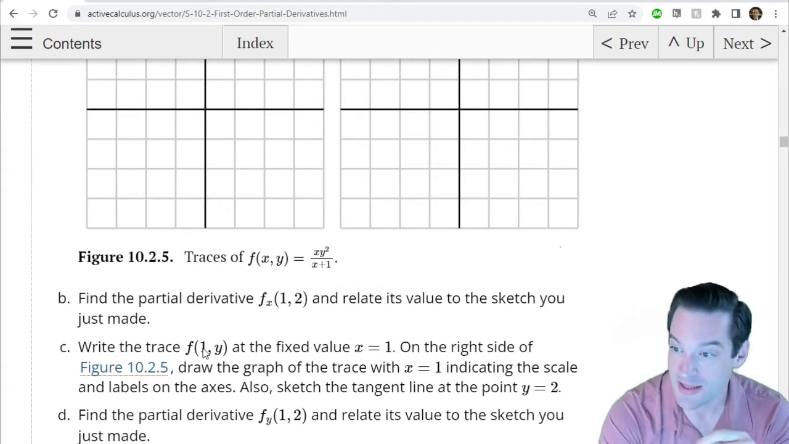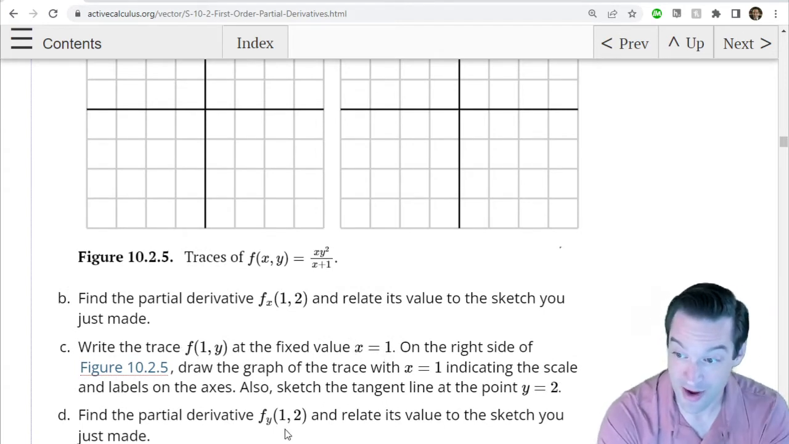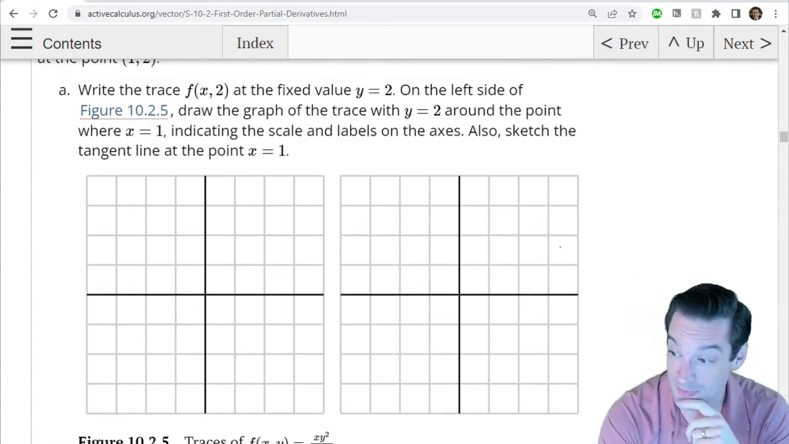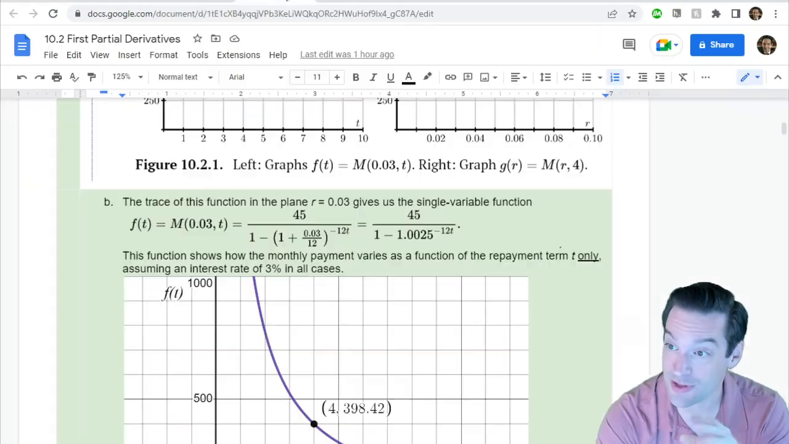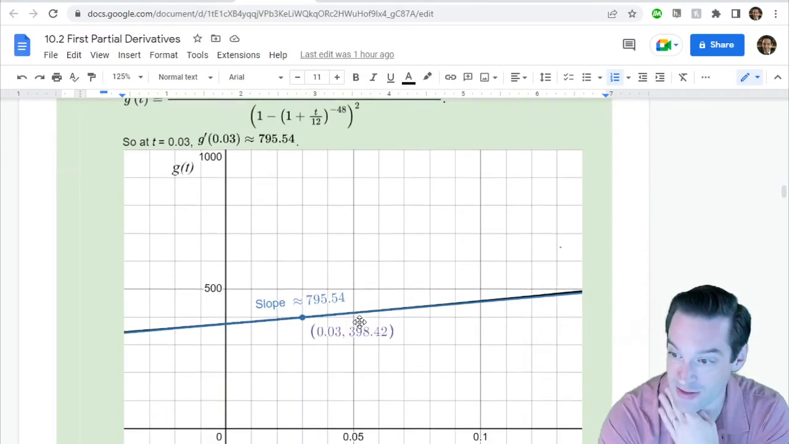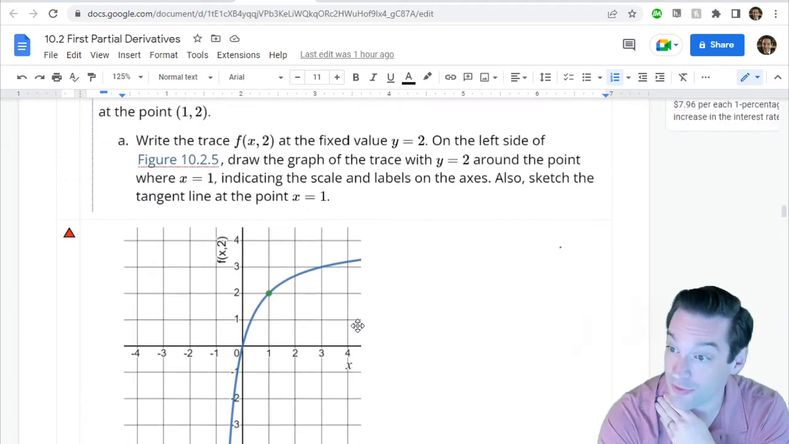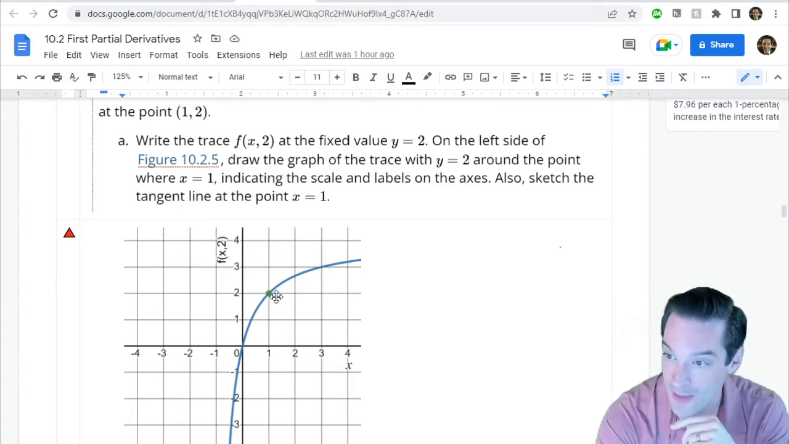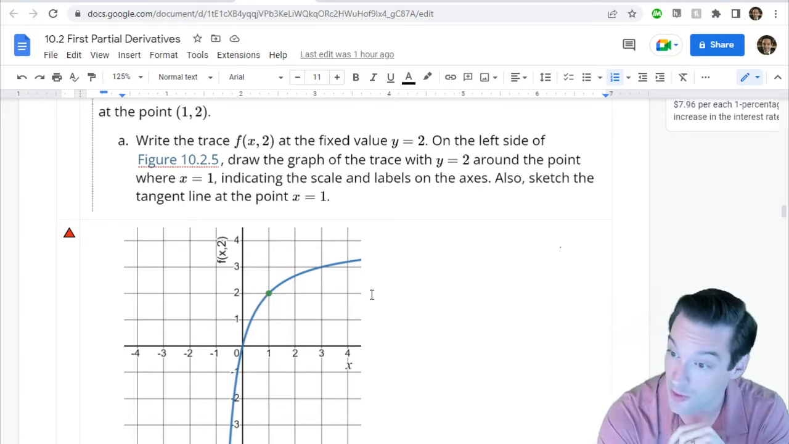Then come up with a trace in the plane x equals 1, and find the slope of its tangent line, and so find its y partial derivative, and then relate those to the two sketches that you made here. And I've included these sketches already in your write-ups, so you don't have to worry about making the sketches of the traces themselves. So here is the trace in the vertical plane y equals 2, with the point in question at 1, 2 labeled, the point where we're interested in the partial derivatives.